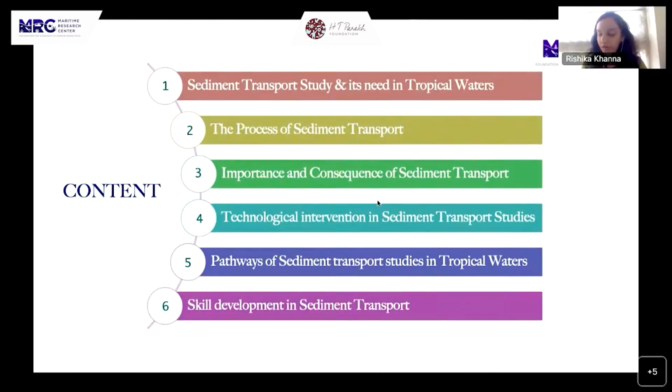The topics which I would be covering in my presentation are: what is sediment transport study and why do we need to study it in tropical waters? What is the process of sediment transport? The importance and consequence of sediment transport in our waters. What are the technological interventions which are developed and which can be used in sediment transport studies? The pathways of sediment transport studies which we are pursuing at MRC in tropical waters, and the skill development in sediment transport.